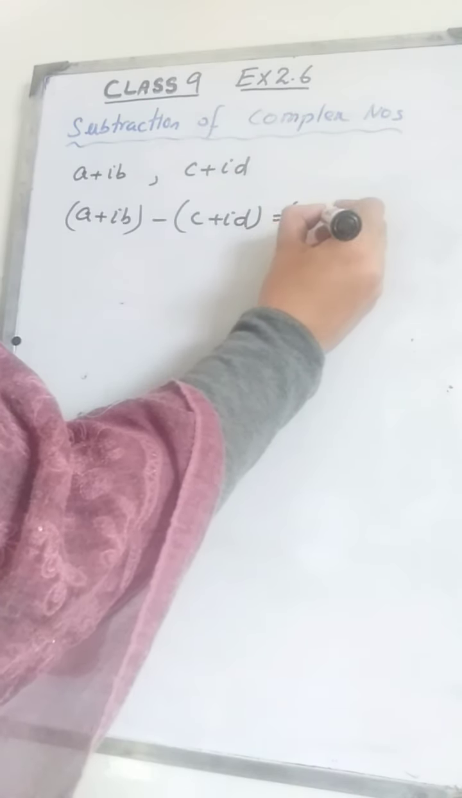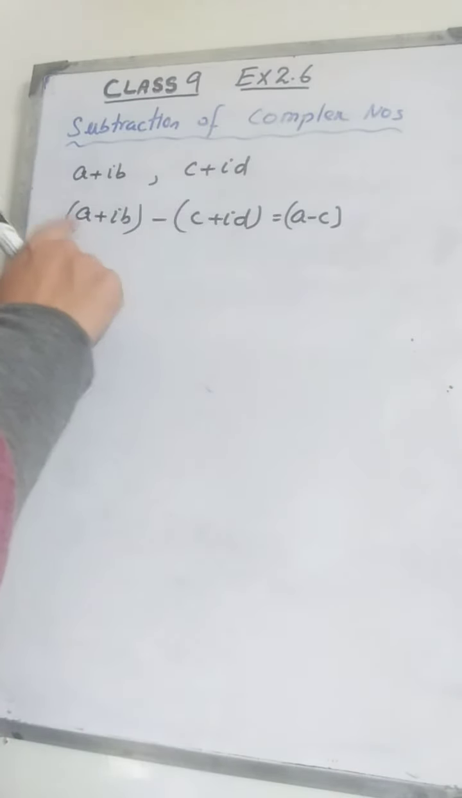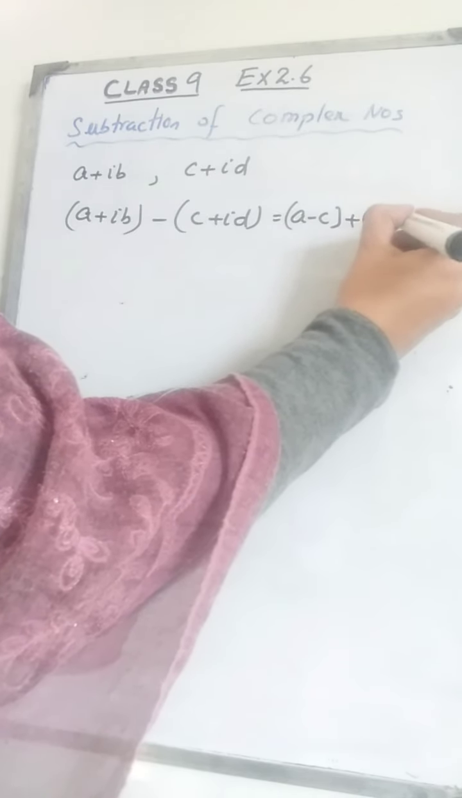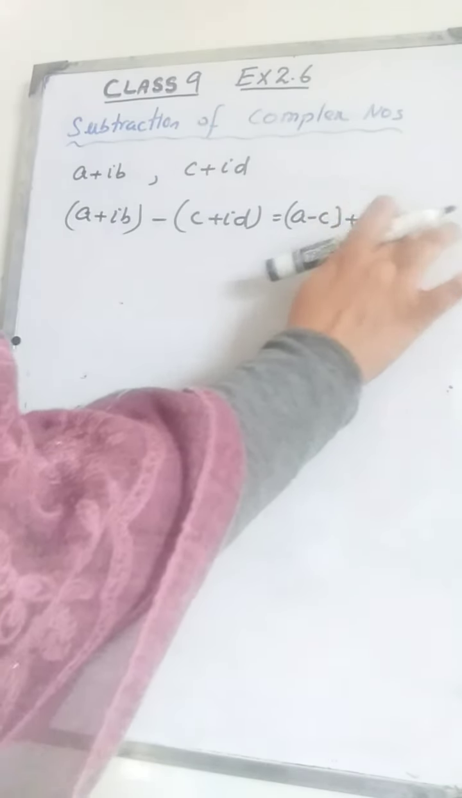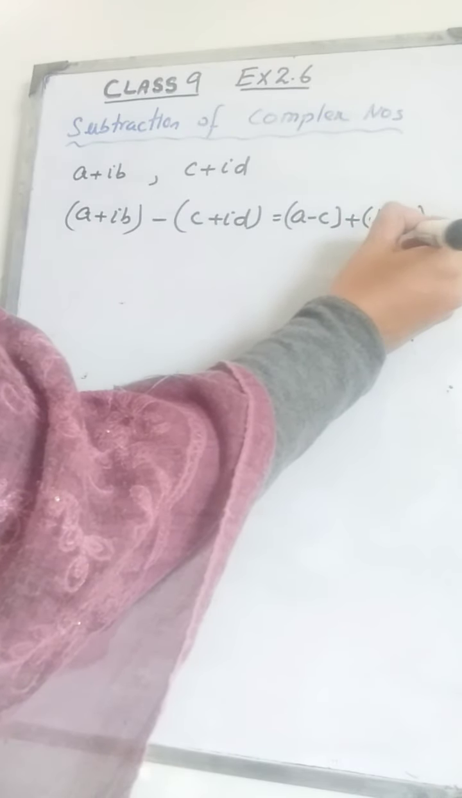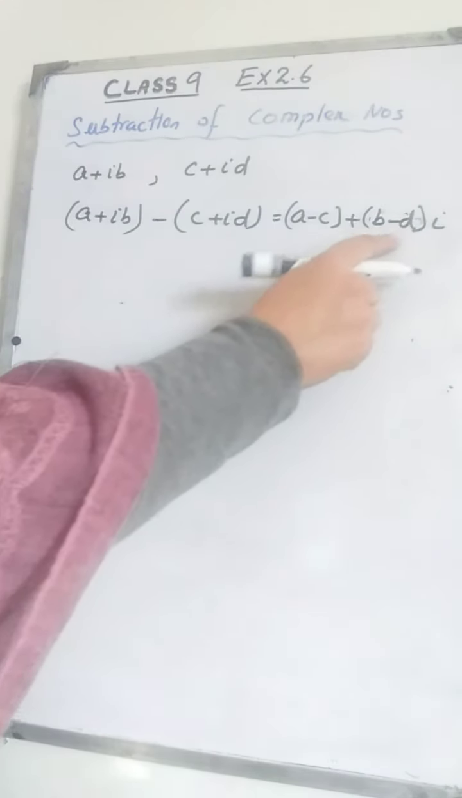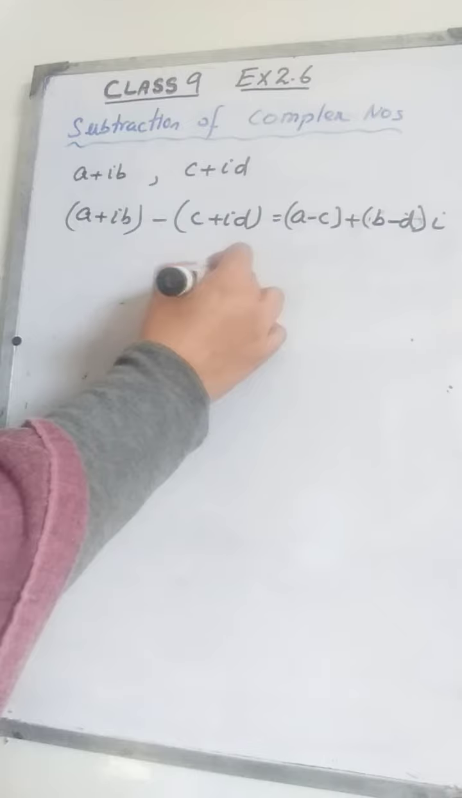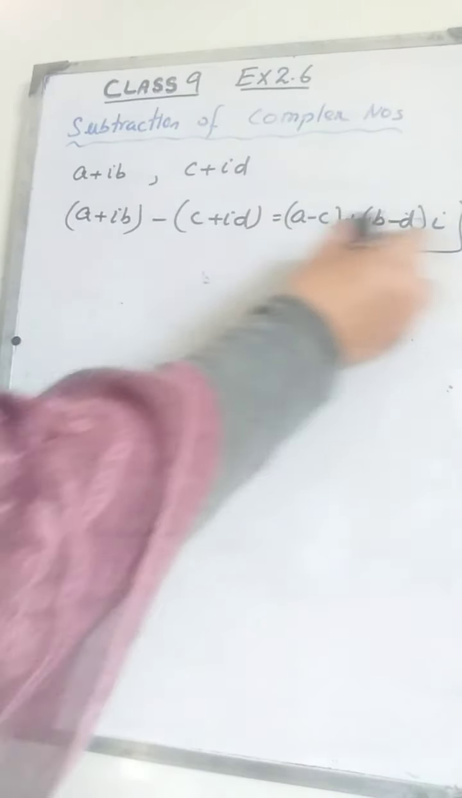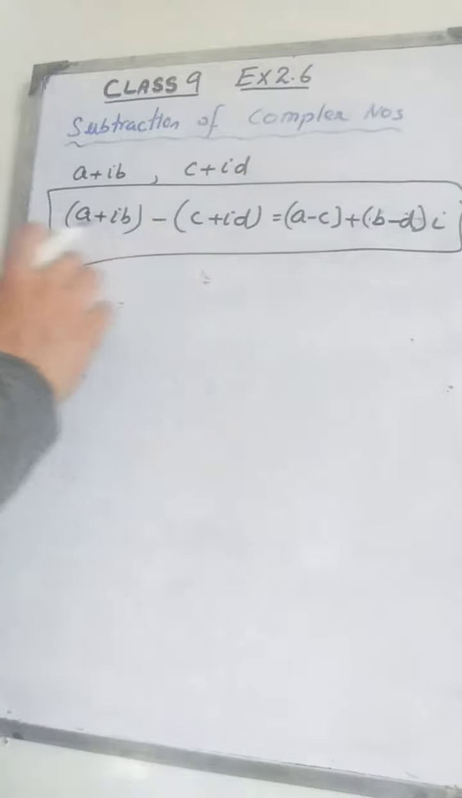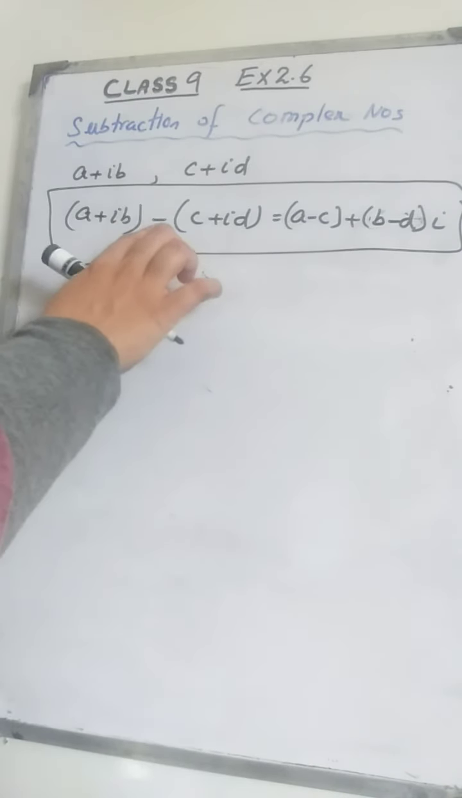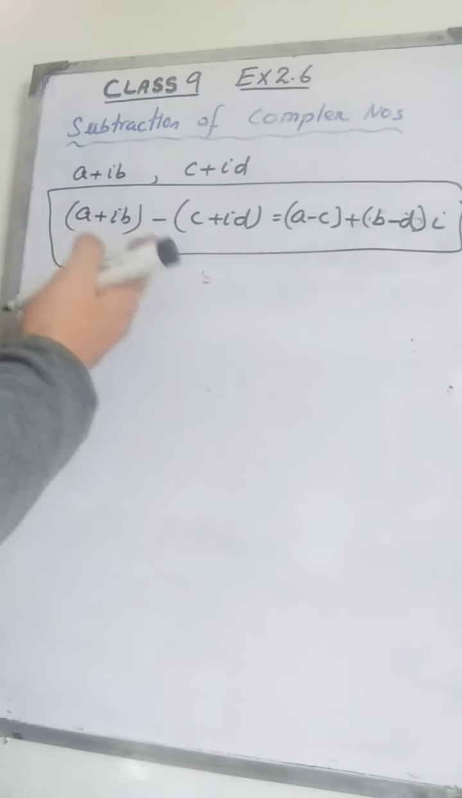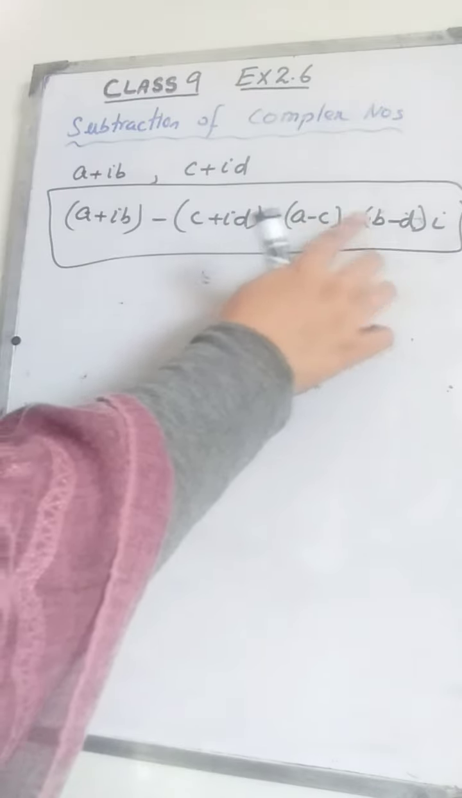First you subtract the real part, a minus c, and then you subtract the imaginary part, b minus d, and put an iota sign when you are subtracting the imaginary part. Don't forget to put the iota sign. So this is the formula for subtraction of complex numbers. It is the same as addition, only there you had an addition sign, therefore you added the real and imaginary parts, and here as we are doing subtraction, we subtract the real and imaginary parts.